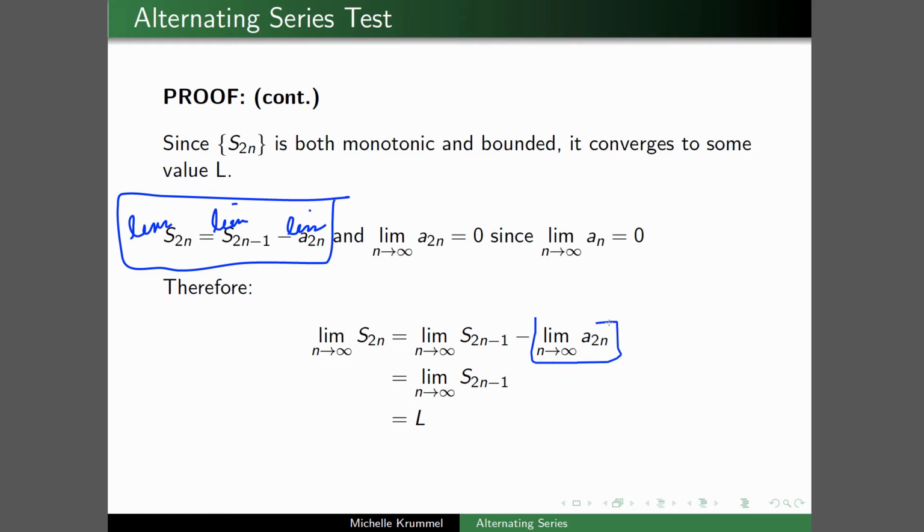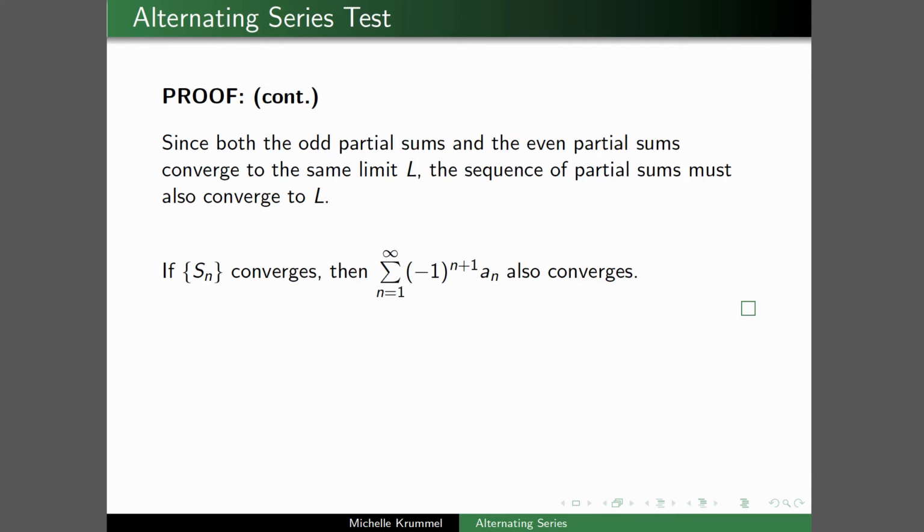And we know that this is approaching 0. So the limit of the even partial sums is just equal to the limit of the odd partial sums. And those are both then equal to L. Since the limit of the even partial sums is equal to L, then the limit of the odd partial sums must also be equal to L, since the even and odd partial sums are equal to each other. Since both the odd partial sums and the even partial sums converge to the same limit L, the sequence of partial sums must also converge to L. And if the sequence of partial sums converges, then the corresponding series also converges.